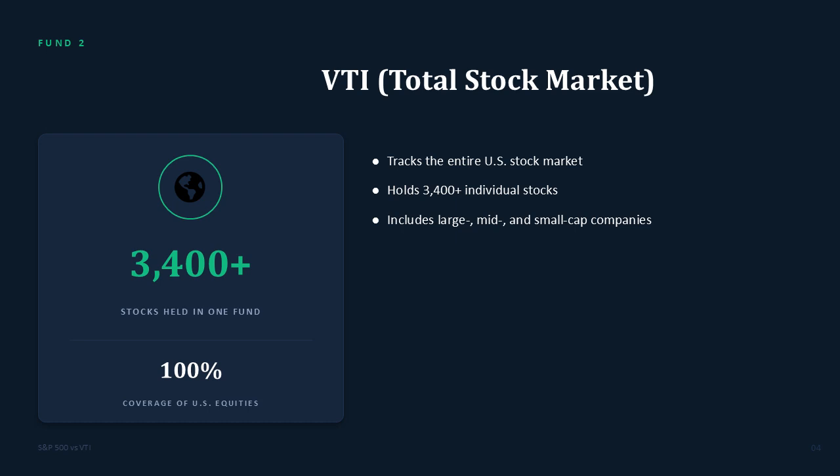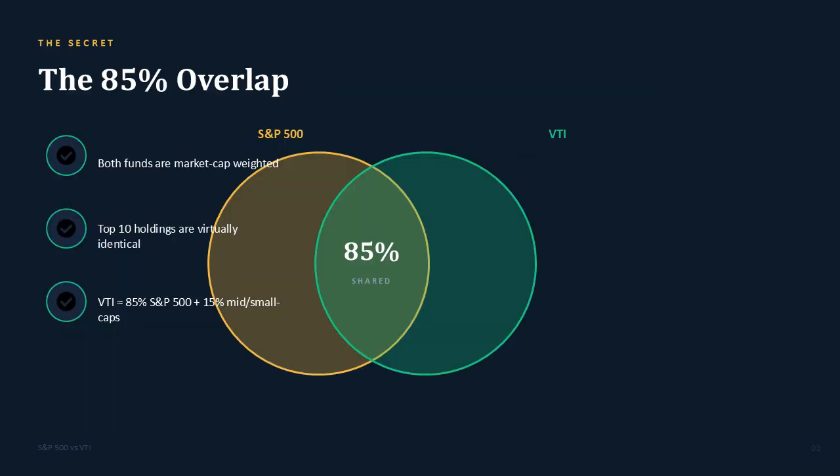Now, what about VTI? VTI stands for the Vanguard Total Stock Market ETF. Instead of just buying the top 500 largest companies, VTI tracks the entire U.S. stock market. This means it holds over 3,400 companies. When you invest in VTI, you get those same top 500 mega companies like Apple and Microsoft, but you also get exposure to mid-sized businesses and thousands of small up-and-coming companies. It gives you 100% coverage of the U.S. equity market.